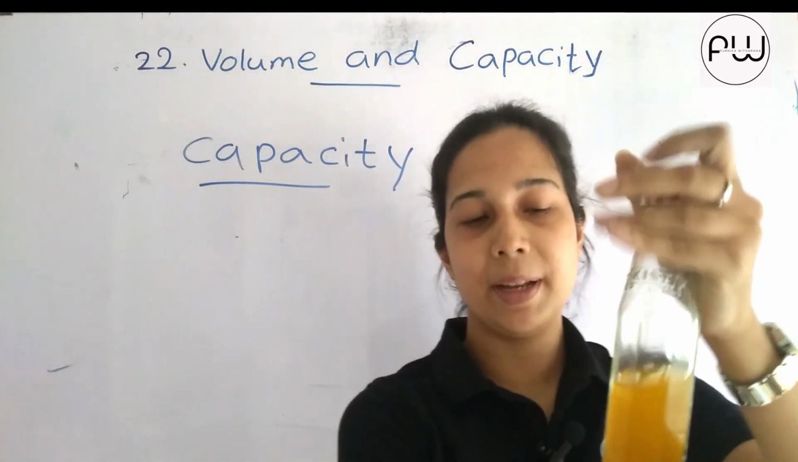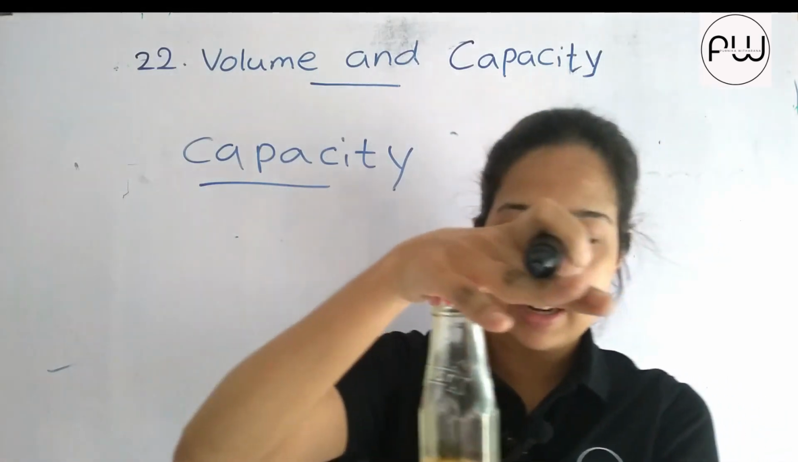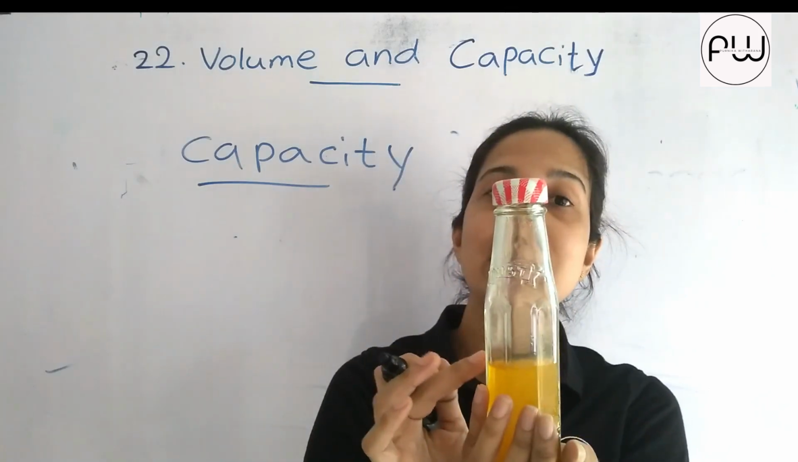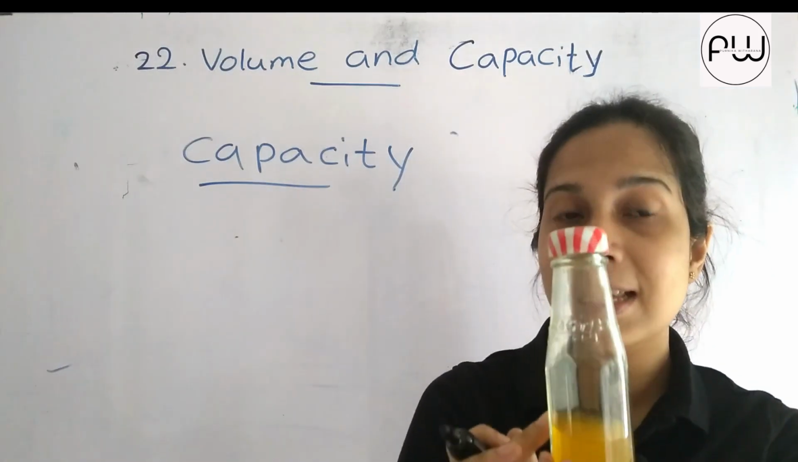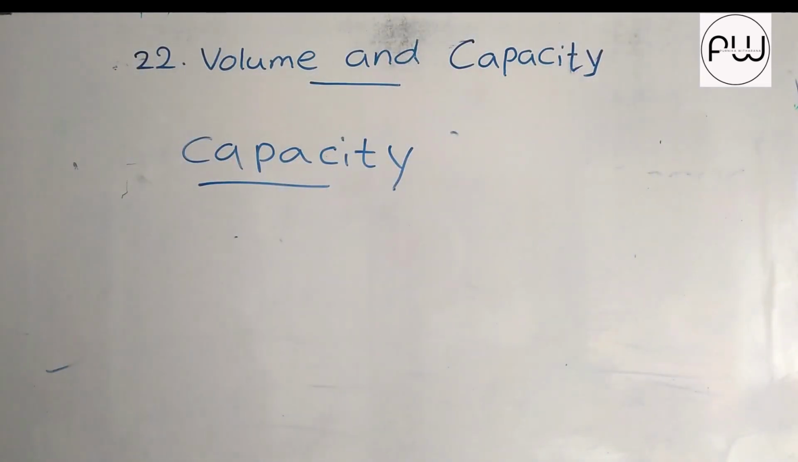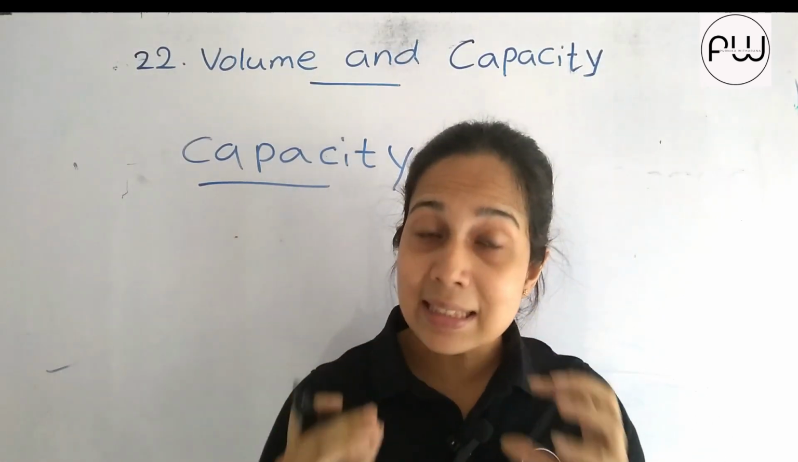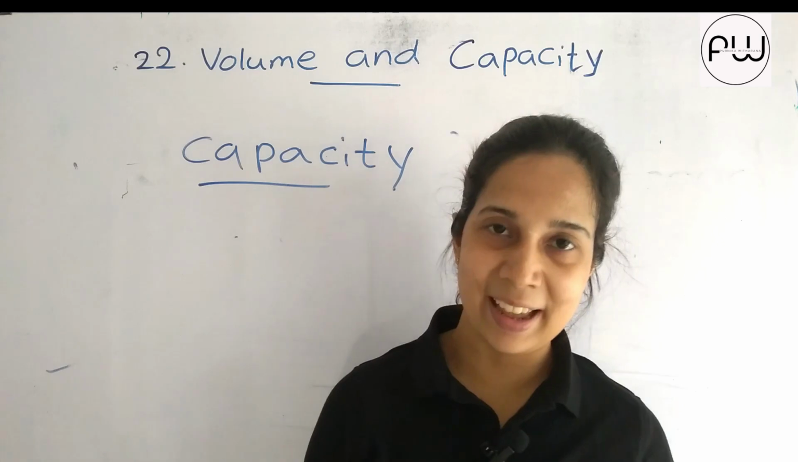Now what happened? I have removed some water from this bottle and the water in this bottle is up to this level. Then this is the volume, right? This is the volume. Then what is the relationship between volume and the capacity? Capacity is the maximum volume that can be filled into the container, right?